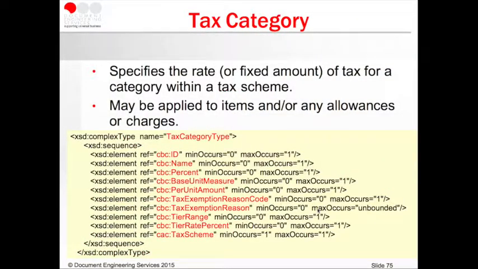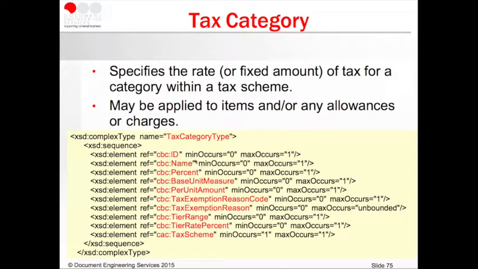I mentioned that tax schemes can have multiple categories, and the category is really what determines the rate, normally a percentage, but possibly a fixed amount of tax that applies to that category. Tax categories not only apply to items, but as we saw in the previous example, allowances and charges can have tax categories as well.